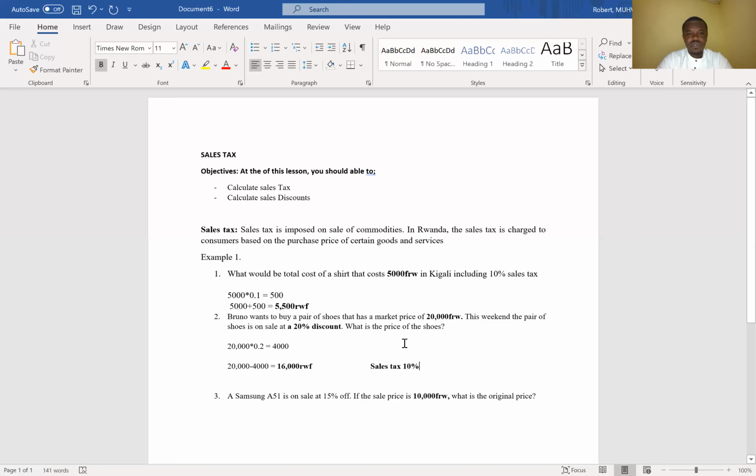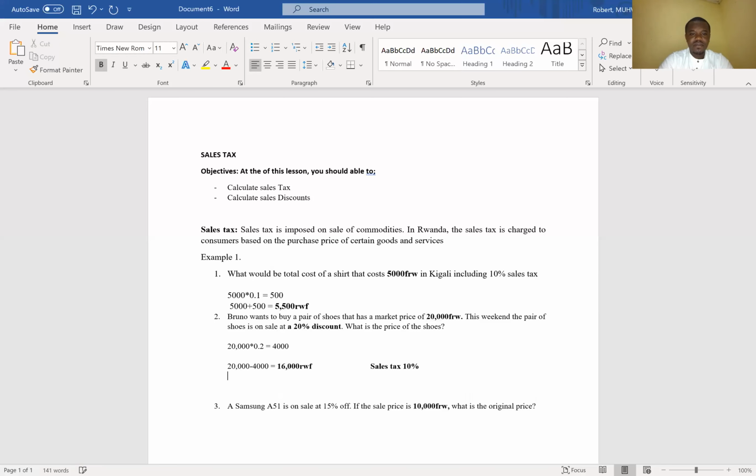So here, what I want you to understand is that we don't charge sales tax on market price. No, we charge sales tax on sale price. Here, 16,000. When you buy a product, you pay sales tax. So we don't charge on market. This is a market price, the price that is rolling on the market. So we charge sales tax on sale price, which is 16,000.